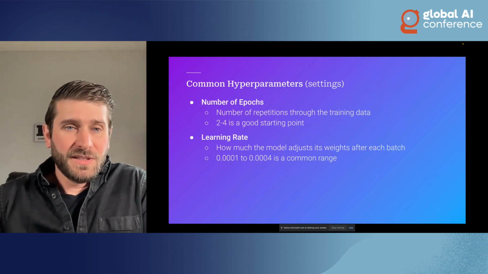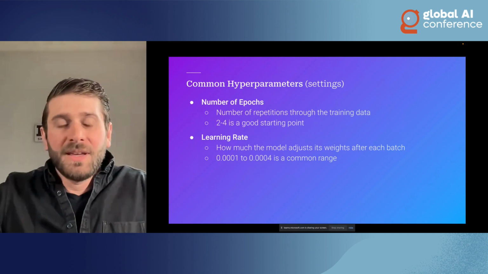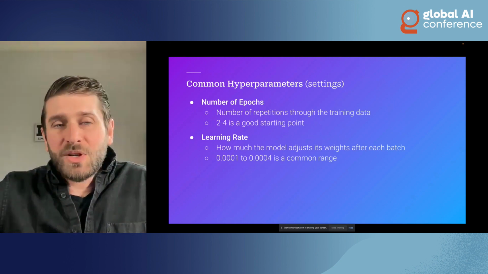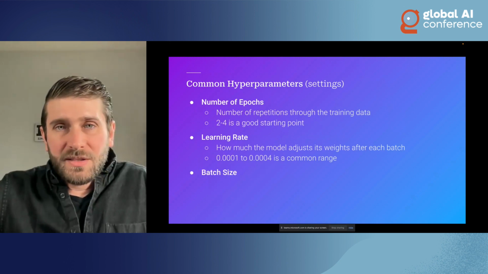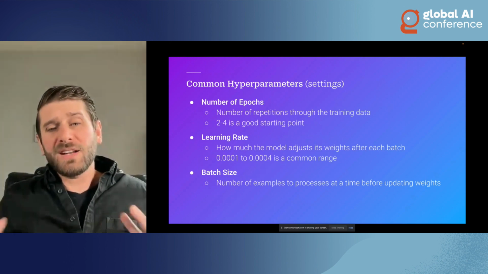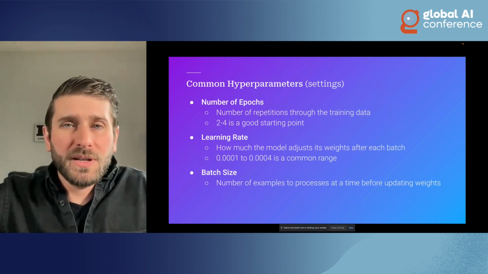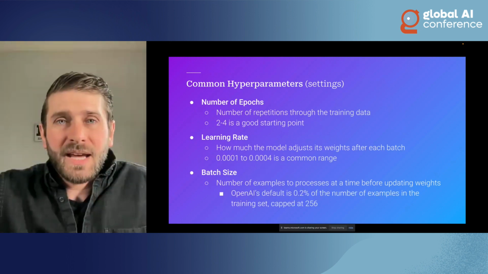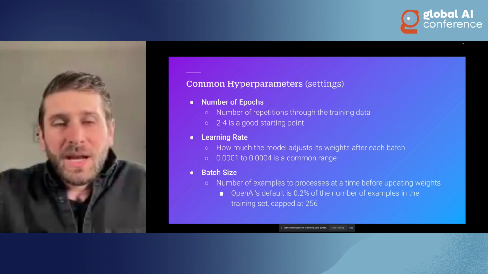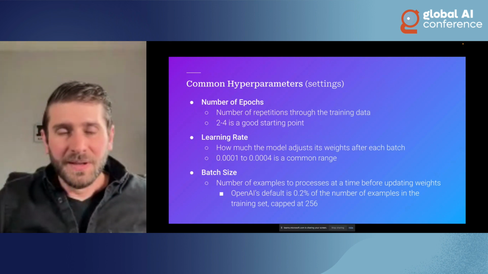A common range for this is 0.001 to 0.0004, and it depends on how much training data you have and which model you're trying to train, but that's a good starting point. And then batch size is essentially how many examples at a time it's going to process before it does an update to its weights. And it's typically just based on the size of your training data set. So OpenAI defaults it to 0.2% of the number of examples in the training set, and they cap it at 256.